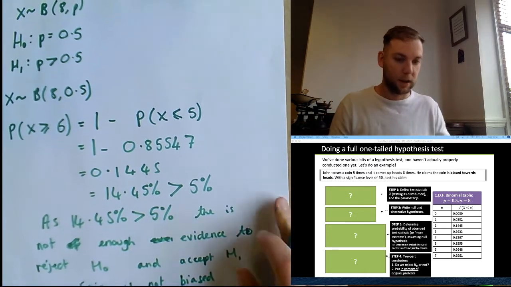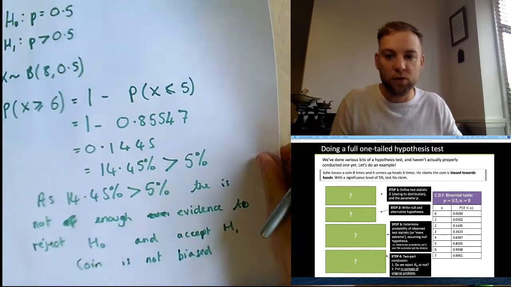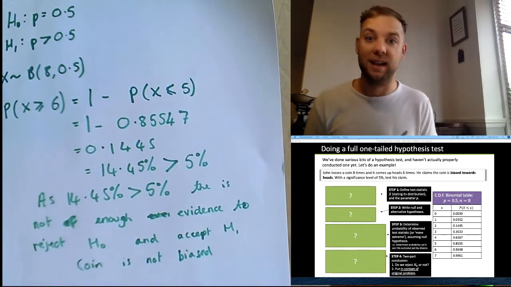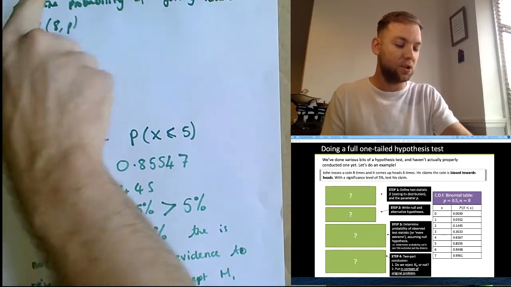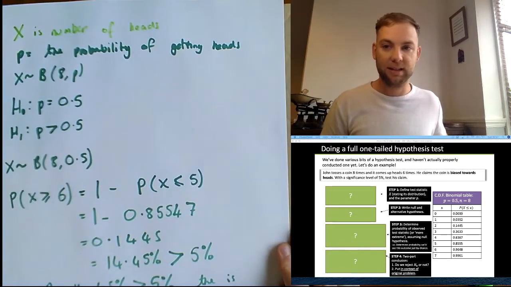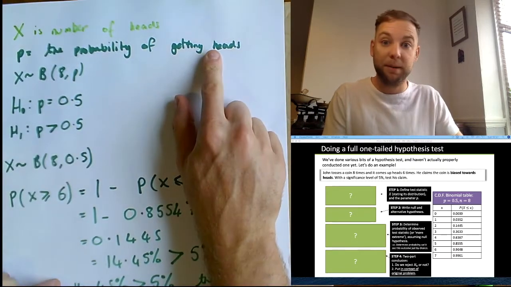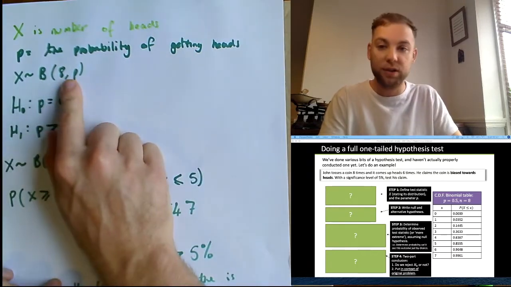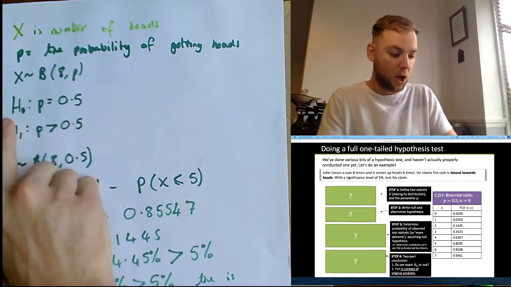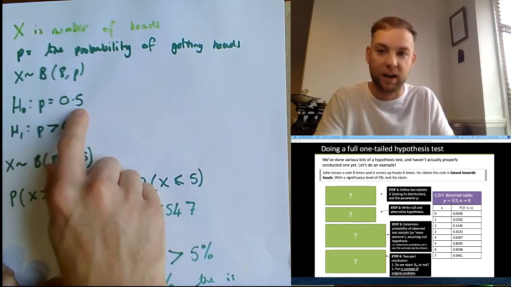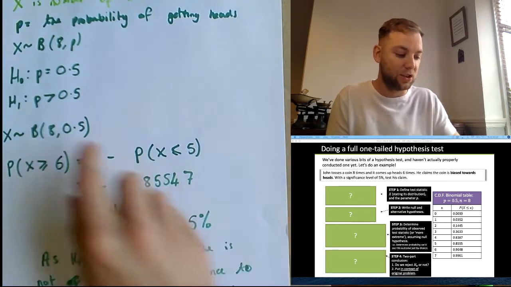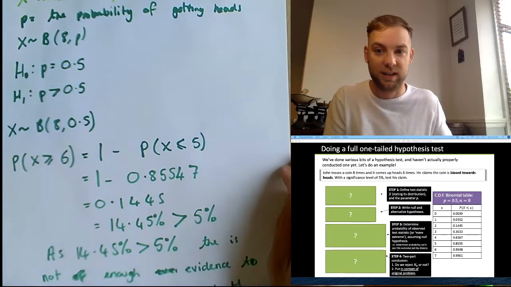Brilliant. Okay. So we've looked at loads. That's a full hypothesis test. Looking at this now, X is the number of heads, P is the probability of actually getting heads. We're doing a binomial distribution. Our null hypothesis, my original hypothesis, is 0.5. John is saying that he thinks his coin is biased towards heads because he got 6 heads.